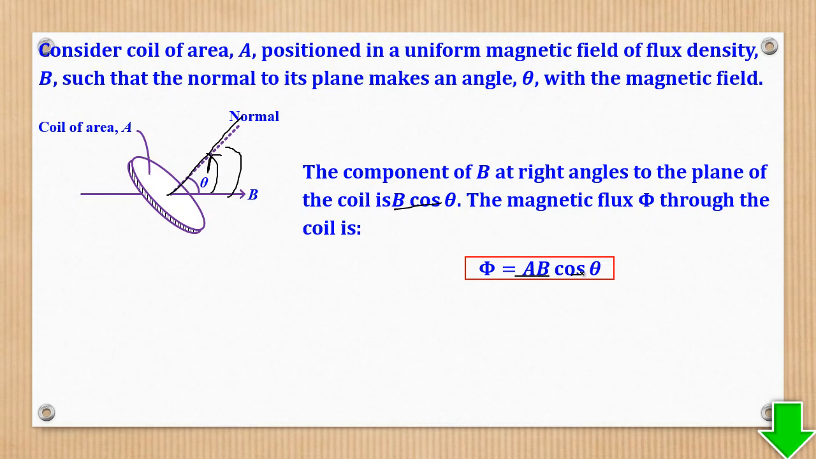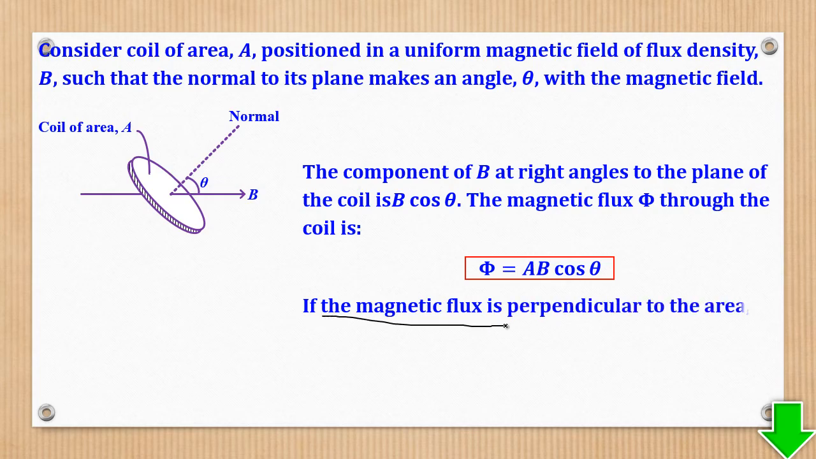I want you to be keen on cos theta now, because previously, for example in the video on force on a current carrying conductor, the theta was between the field and the conductor. But this time around it is different. The theta is between the field and the normal to the plane. So remember that.